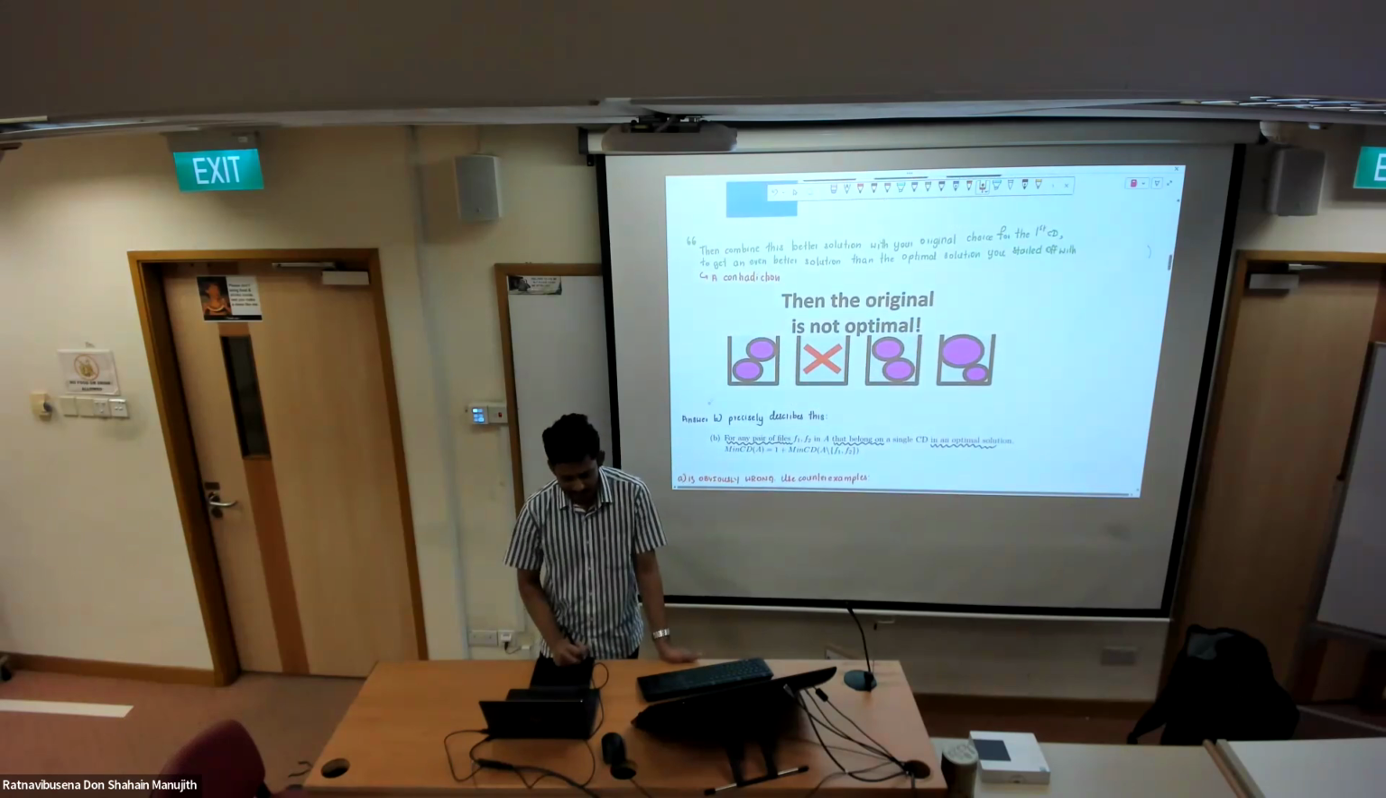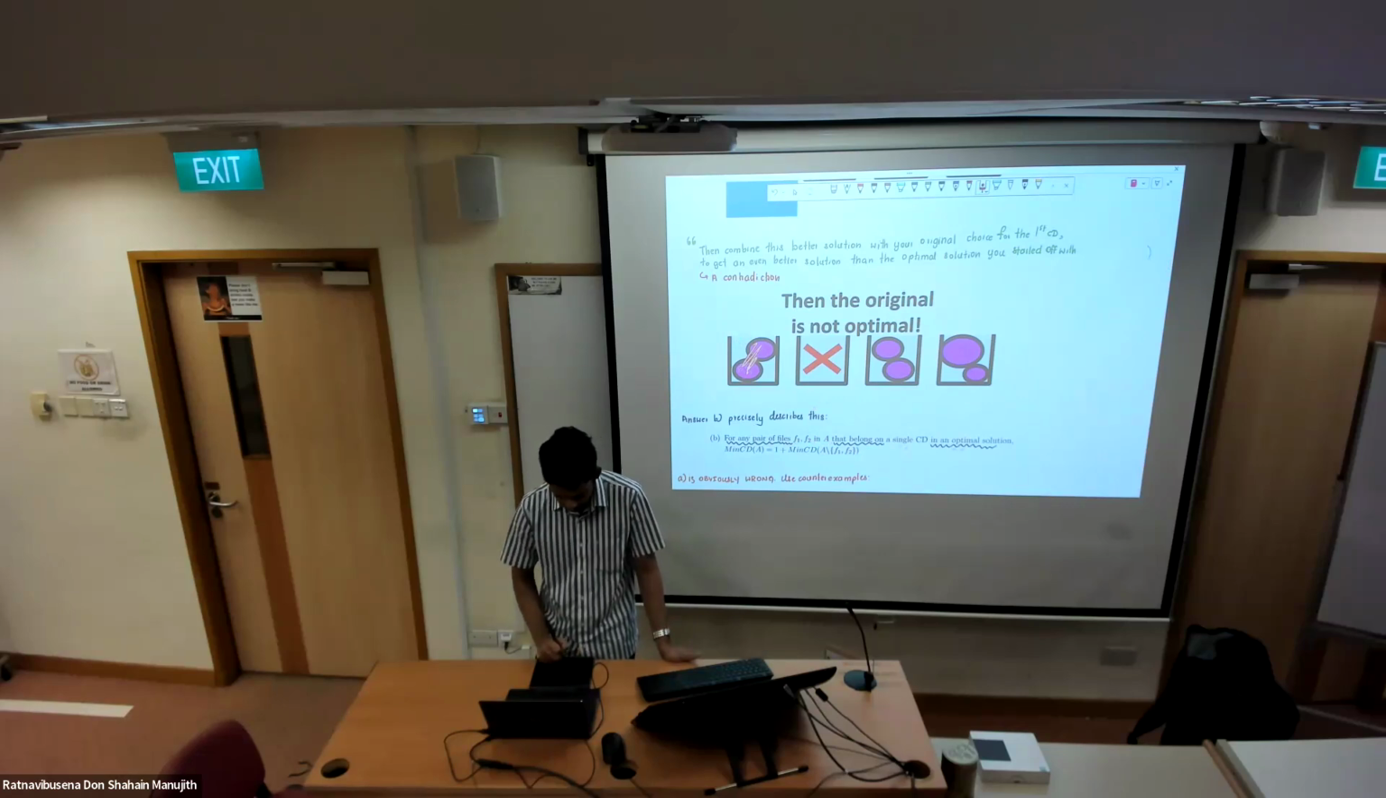So answer B precisely describes this. For any pair of files F1 and F2 in A that belong on a CD in the optimal solution, the minimum number of CDs required to burn all those files is equal to 1 plus the minimum number of CDs required to burn the files that are not F1 and F2. That means you take away F1, F2, so A take away F1, F2 are the remaining files.